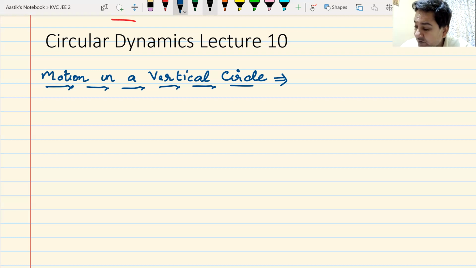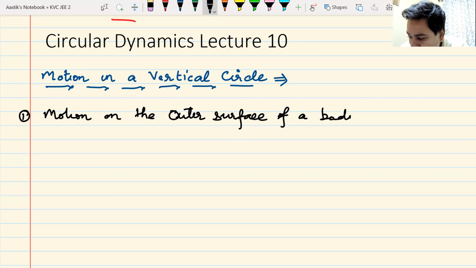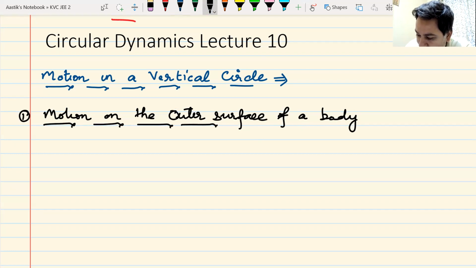So the first thing that we are going to do here, the first case, is motion on the outer surface, and I hope everyone writes it. Motion on the outer surface of a body. And that is the first heading that we are going to do. Motion on the outer surface of a body.